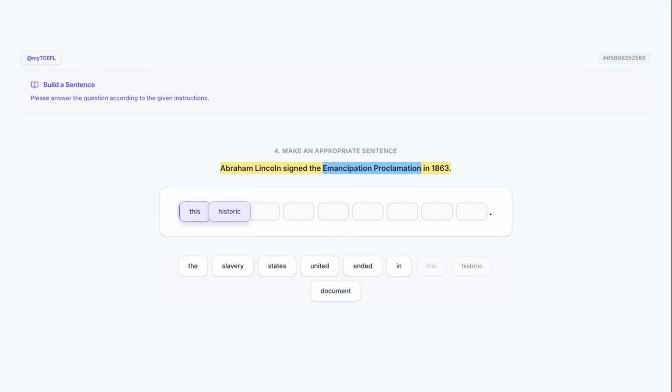We will build this historic sentence one word at a time. First, we drag the demonstrative this. Next, we place the adjective historic. Then, we add the noun document to finish the subject.